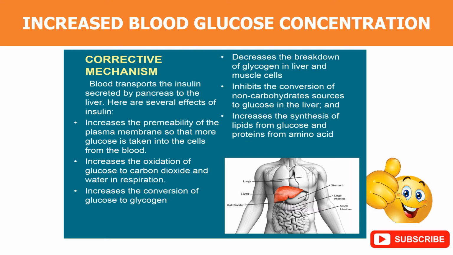Increases the conversion of glucose to glycogen. Decreases the breakdown of glycogen in liver and muscle cells. Inhibits the conversion of non-carbohydrate sources to glucose in the liver, and increases the synthesis of lipids from glucose and proteins from amino acids.